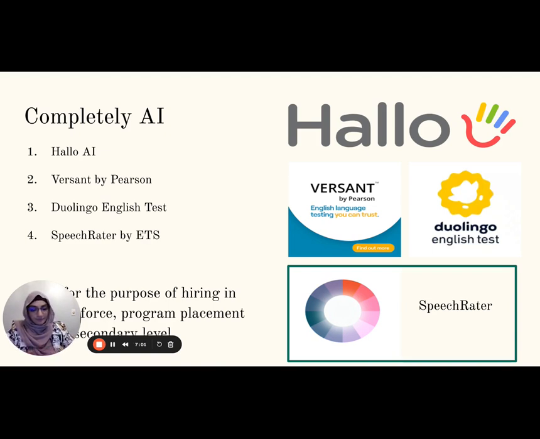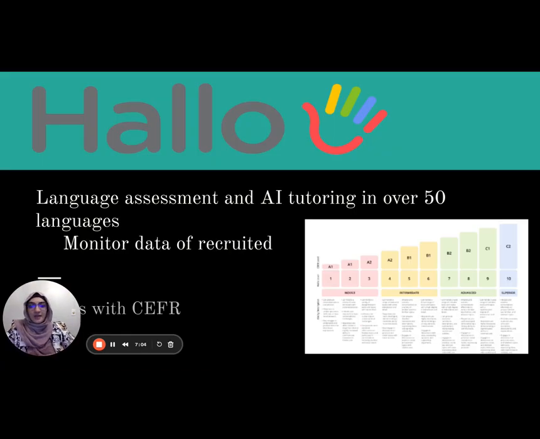Hallo is a language assessment tool and AI tutor in over 50 languages. And this is one of the characteristics that sets it apart from the rest of the tools that I'm going to discuss. It has over 54 languages. The other tools only are English-based. And it can monitor the data of those who are being recruited for the position, or it can provide proficiency scores that align with the Common European Framework of Reference.